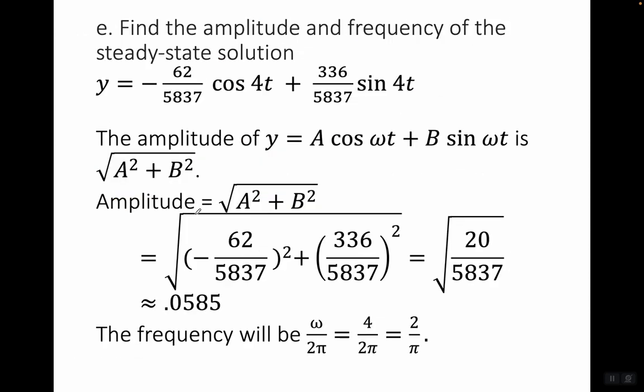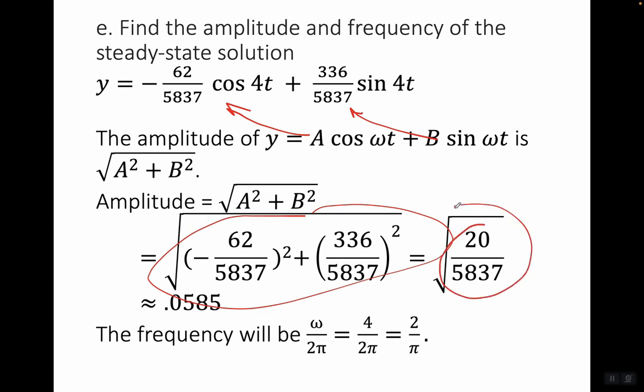Find the amplitude and frequency of the steady state solution. Okay, so here's our steady state solution. We've seen that the amplitude of y equals a cosine omega t plus b sine omega t is the square root of a squared plus b squared. So that's our amplitude. Now in this case, a is negative 62 over 5837, and b is 336 over 5837. So this is what the square root of a squared plus b squared looks like. It simplifies to this, square root of 20 over 5837, or roughly 0.0585.